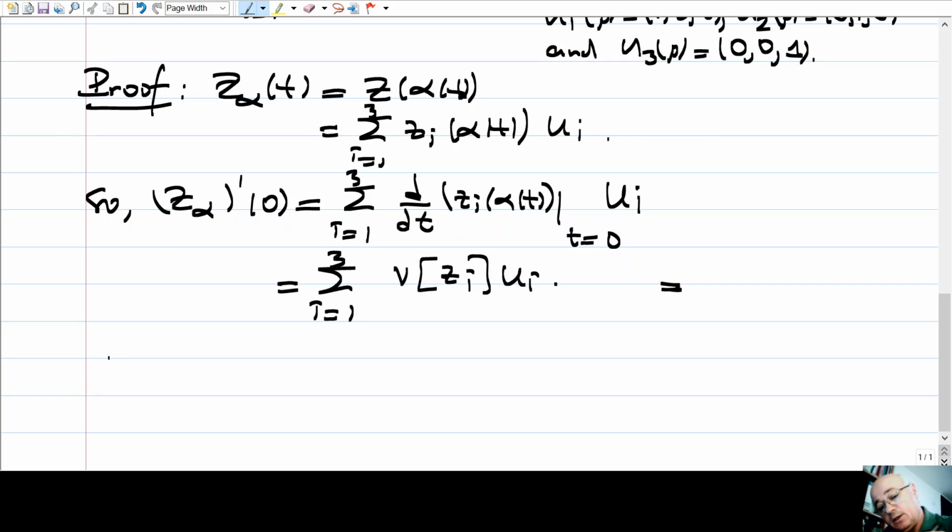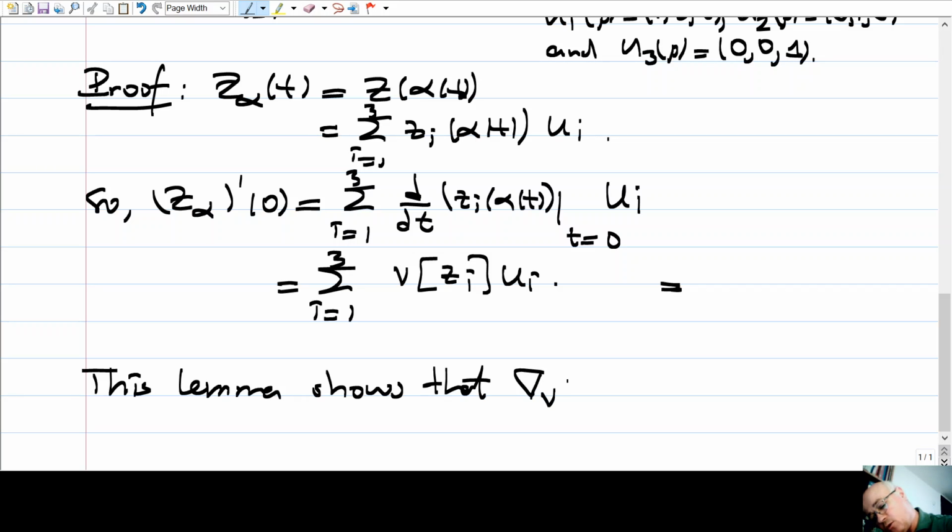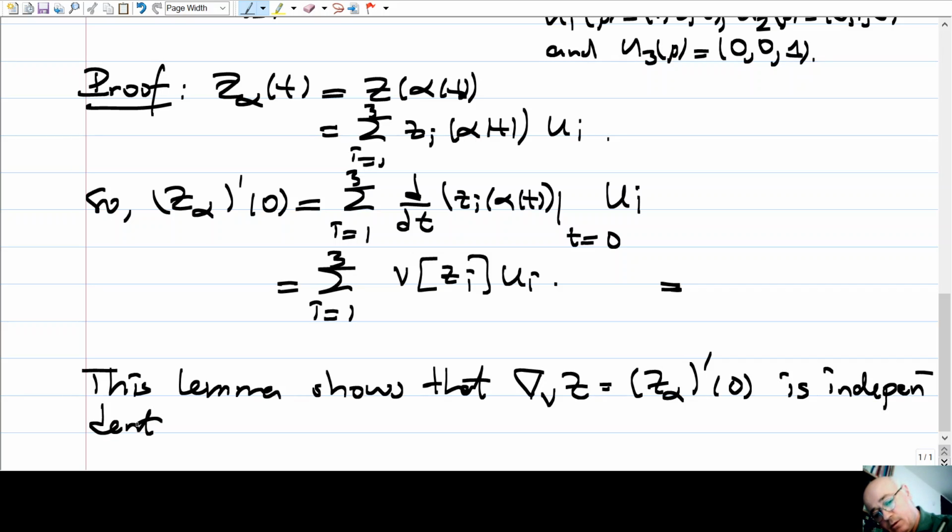So let me just state this. This lemma shows that this object is independent of alpha, and thus it is well defined.